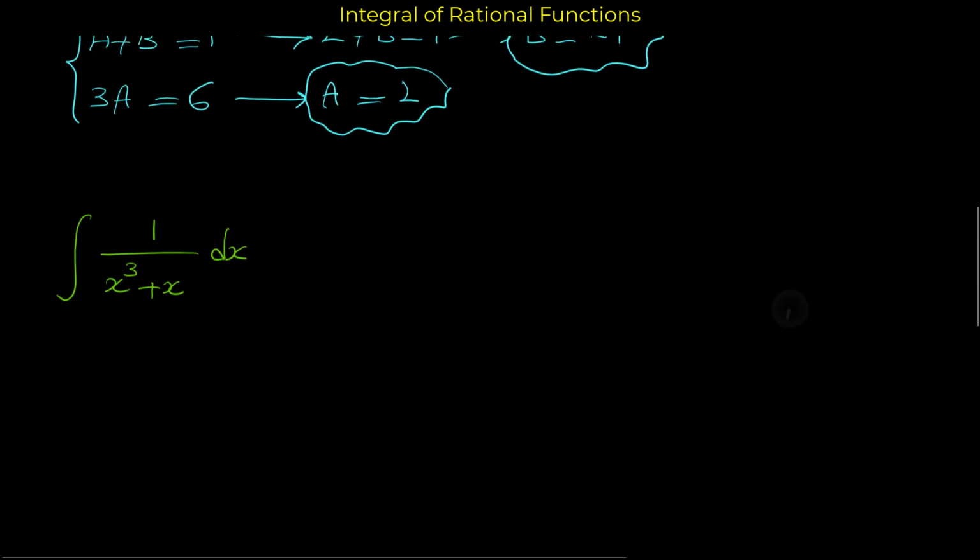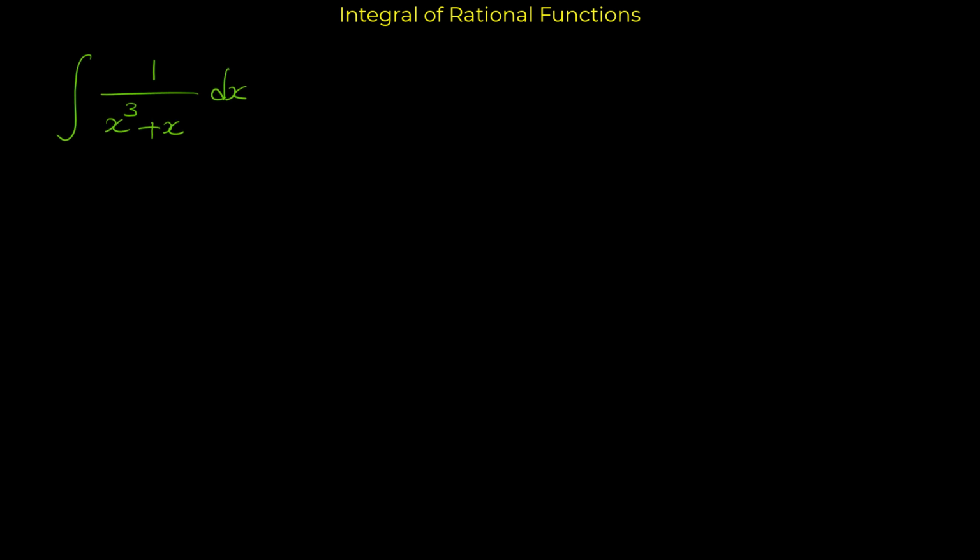Let's take a look at the next example. Here we want to find the integral of 1 over x to the 3 plus x. This is a little harder example because we have x to the 3 in the denominator, compared to the previous example which had only x to the 2. So again, we start by factoring the denominator. We have 1 over x to the 3 plus x, which we can write as 1 over x times, if we factor x, x to the 2 plus 1.